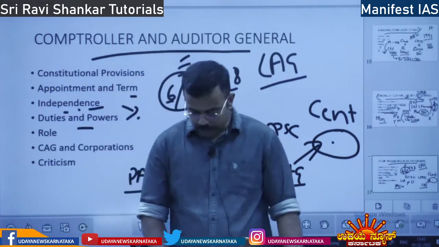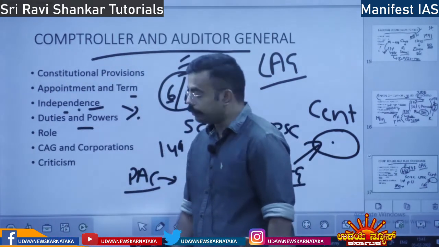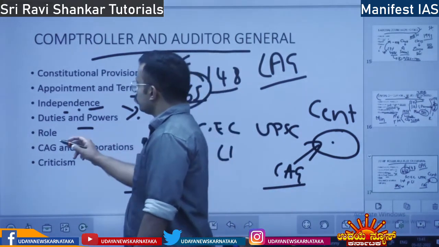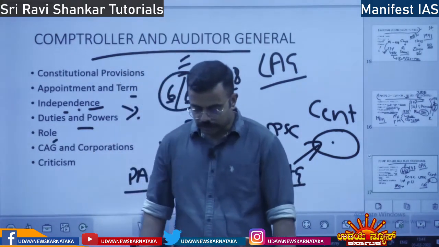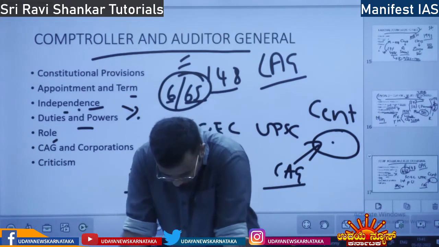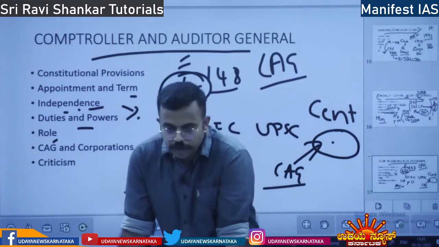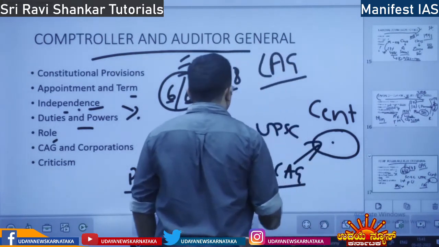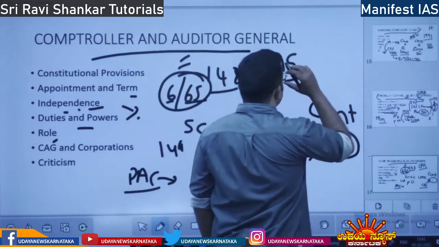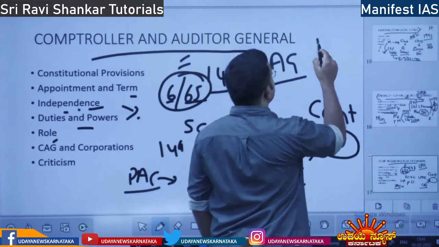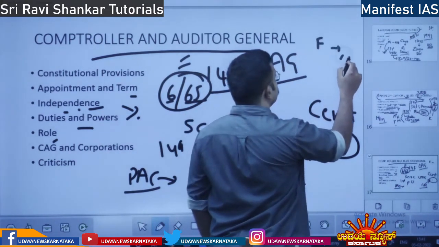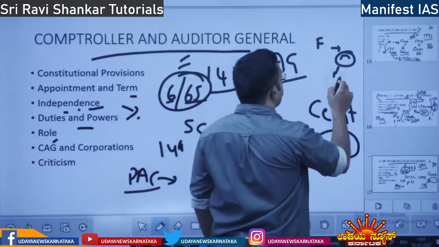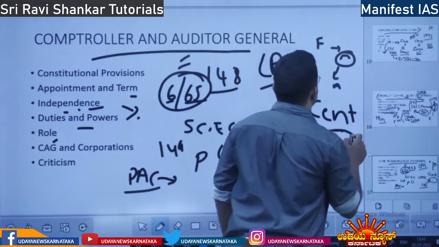Okay. So these are the broad functions, duties and powers of the CAG. So what is the role of CAG? It is to maintain public property and financial propriety. Suppose your father gives money to your mother. So she maintains a proper account of every rupee spent.